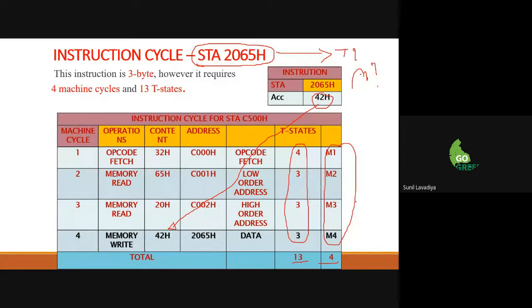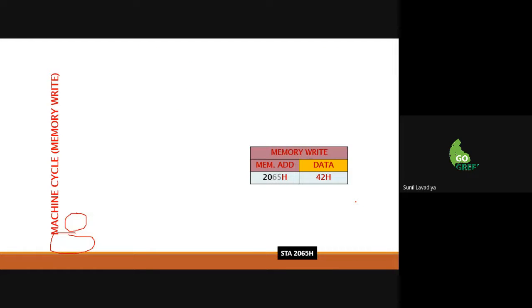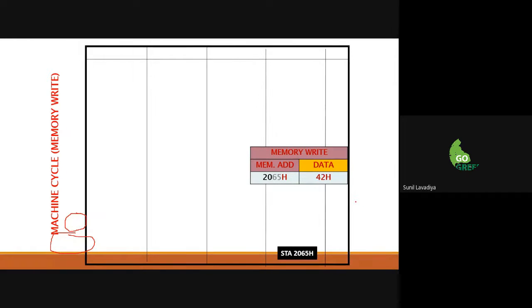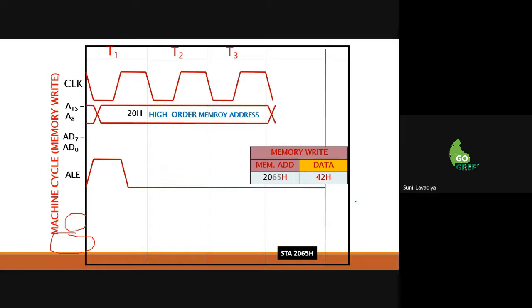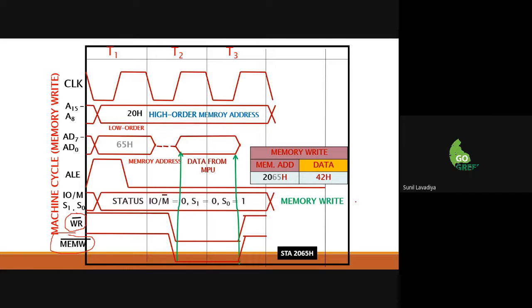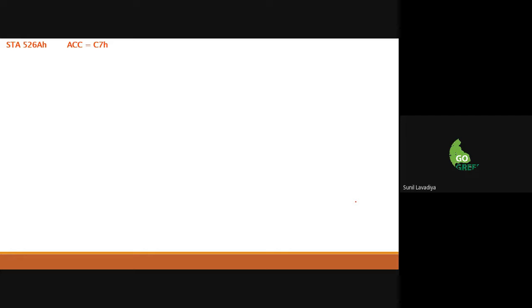So a question can also be asked like this one. How many T states are there? How many machine cycles are there for this question? So this is what we have to solve, we have to apply. This is what we have solved, already solved. Now the next question is this one.